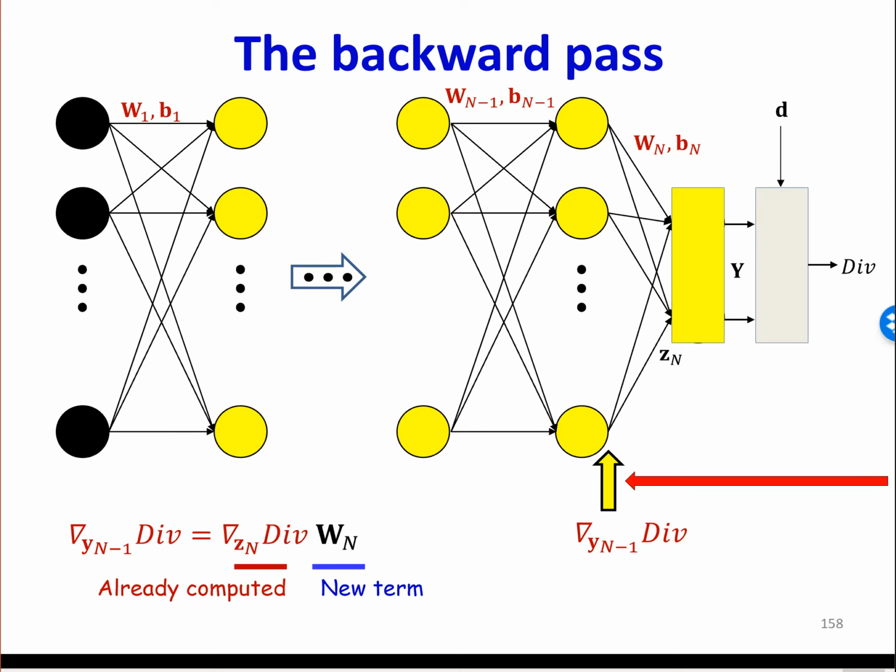But now we also need to compute the derivative of the divergence with respect to the bias of this layer. What is the derivative of the divergence with respect to Bn? What is nabla with respect to Bn? That's simply going to be this guy. The derivative of the divergence with respect to Bn is simply the derivative of the divergence with respect to Zn. What is the derivative of the divergence with respect to W?